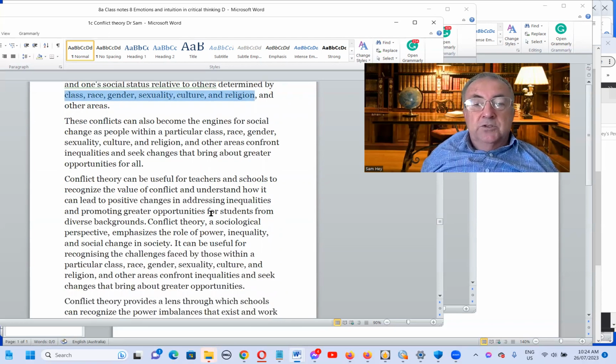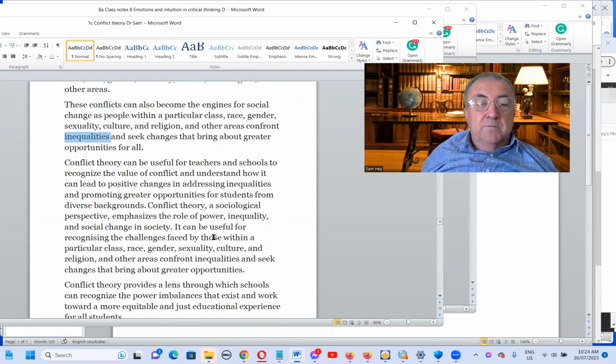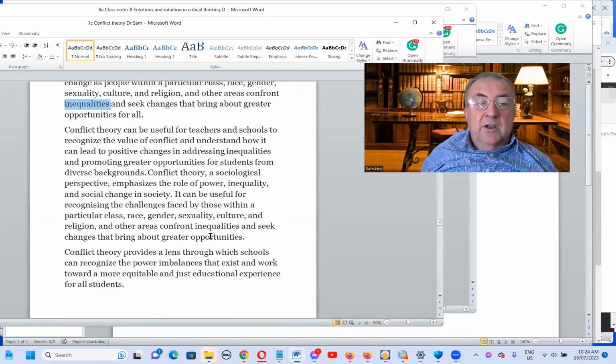These conflicts can also be engines for social change, as people in different groups recognize that there are certain steps that they can take to confront inequality and confront missing out. And conflict theory can be useful for teachers to recognize the value in any conflict of seeking to address inequalities that may exist, and a sense of not being listened to, a sense of not having adequate resources, of not being respected and valued enough.